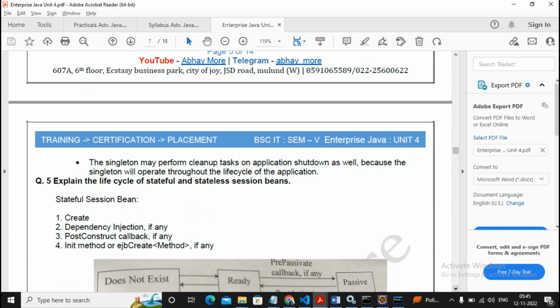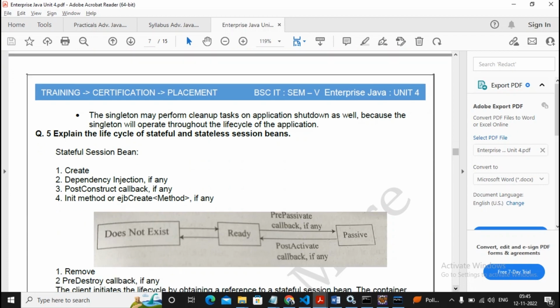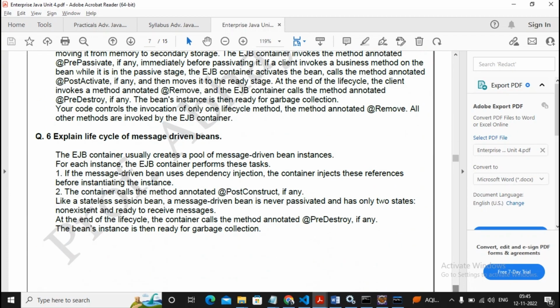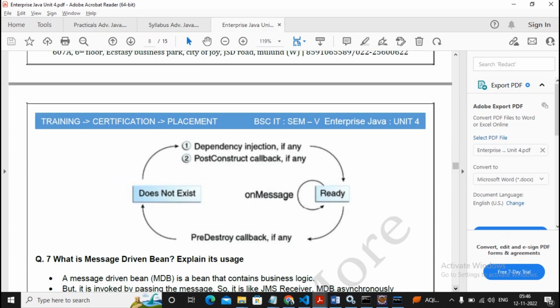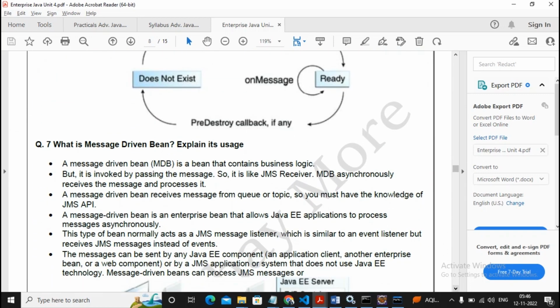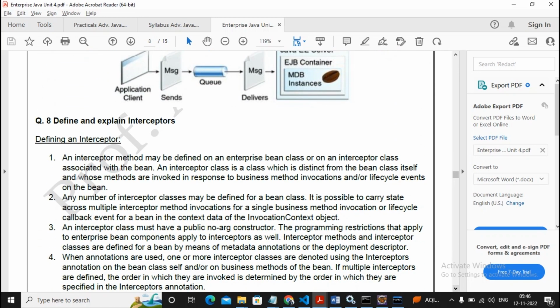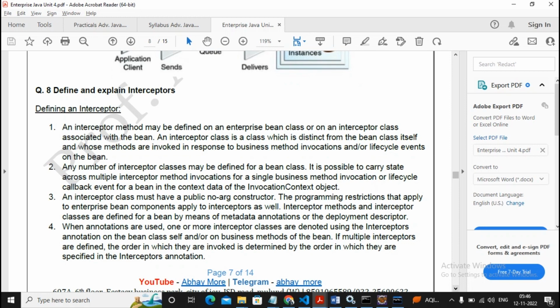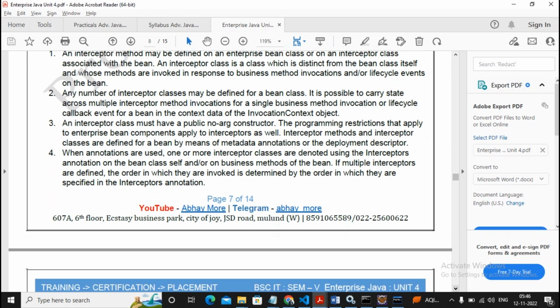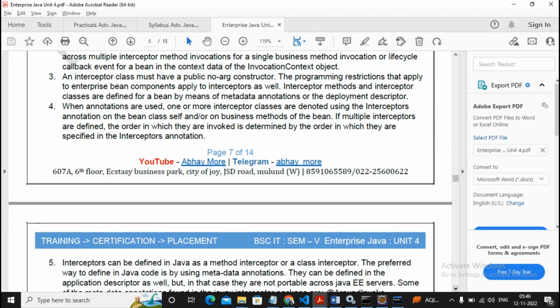Prepare well for it. The life cycle of the stateful and stateless. Please prepare well for this particular answer. The life cycle of a message driven bean: does not exist and exists. The figure should be drawn. What is the message driven bean? Explain its uses. The figure should be drawn. Define and explain interceptor. What is the concept of interceptor? It was discussed by me in the theory lecture. The interceptor means, if you would like to execute any kind of common logic either before or after, or both, then that code is written inside an interceptor, and interceptors are applied either before or after the bean.